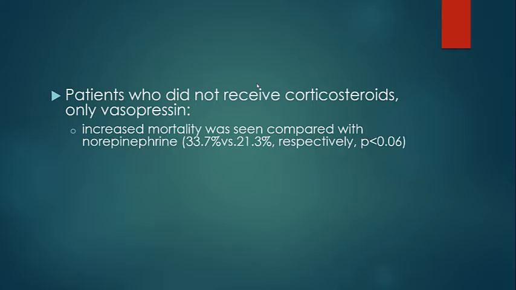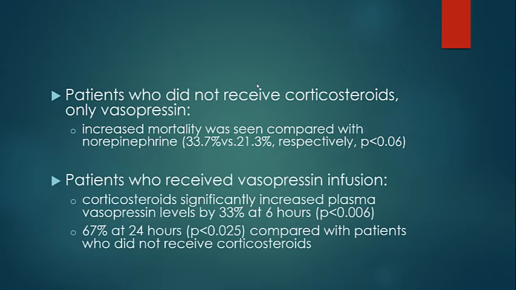But what about patients who did not have steroids? Unlike the New England Journal of Medicine study, which not just showed there's no mortality benefit, this actually showed that patients on vasopressin alone did worse compared to levo, 33% to 21% respectively, and that was also statistically significant. So for the patients who had vasopressin infusion, they found as well that the corticosteroids did increase the plasma vasopressin by 33% at the 6-hour period, and 67% at 24 hours. So that's a lot of increase of the vasopressin compared with patients who did not receive the corticosteroids.